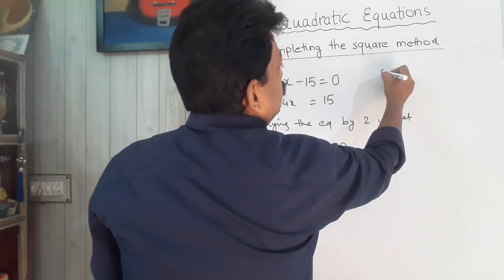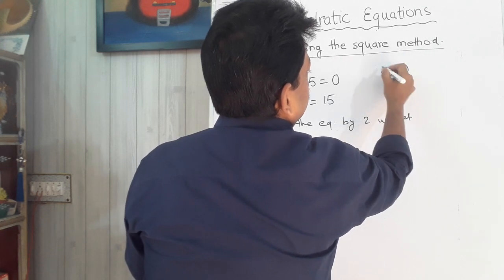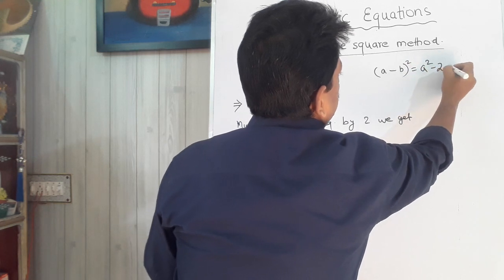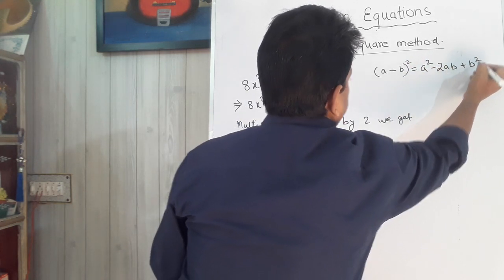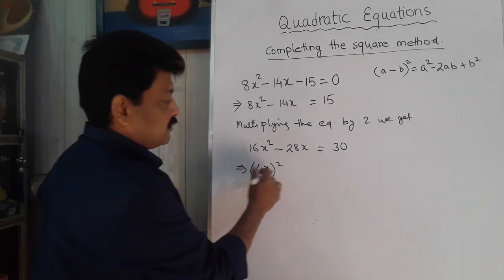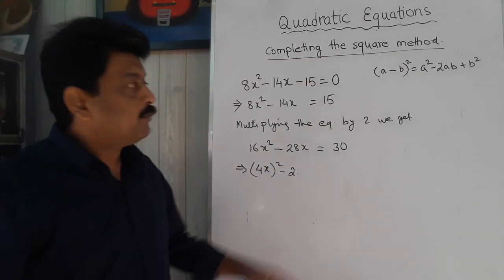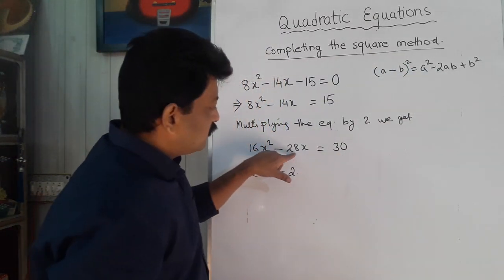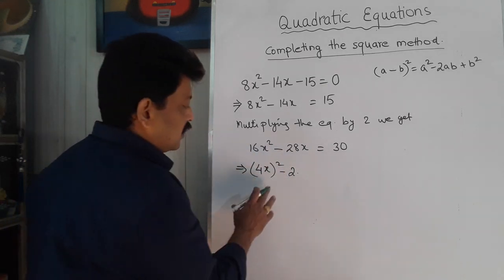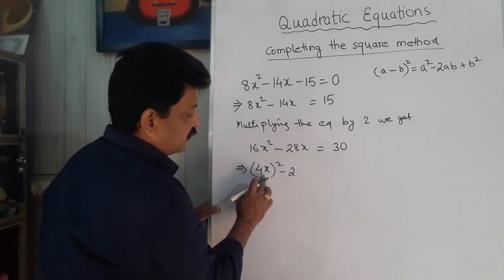Now the identity used here will be a minus b whole square equals a square minus 2ab plus b square. So we have already got a. What is a? A is 4x. The middle term is 2ab. So we have to write this 28x in the form of 2ab. Let us check whether it is coming or not. Of course it has to come. So 2, then a is 4x.